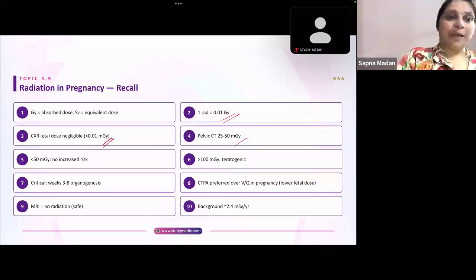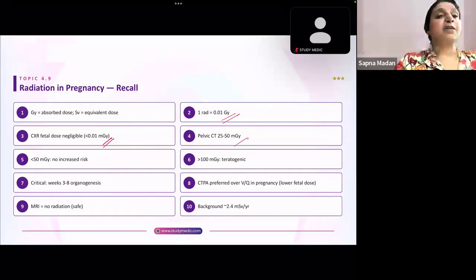If it is less than 50 milligray exposure to the fetus, there is no increased risk, and more than 100 milligrays is teratogenic. The critical period is the time when the organs are developing, most of the organs in the fetus, in the baby, and that is between week 3 to 8.